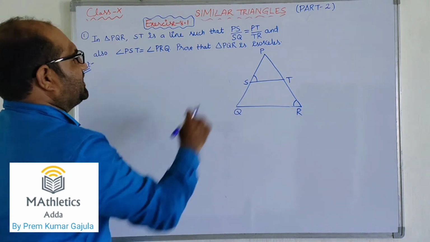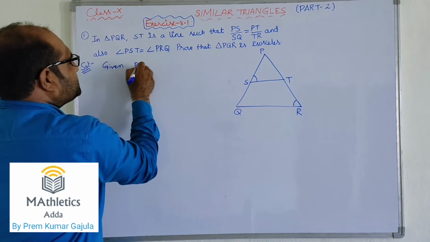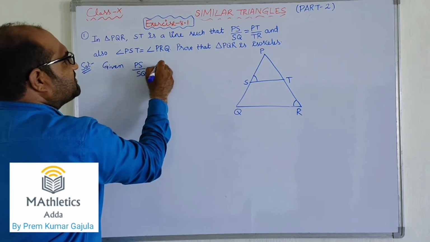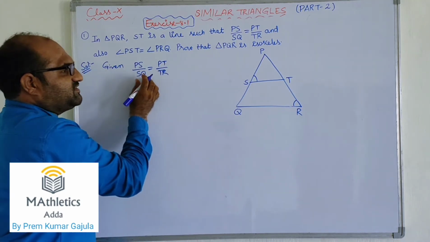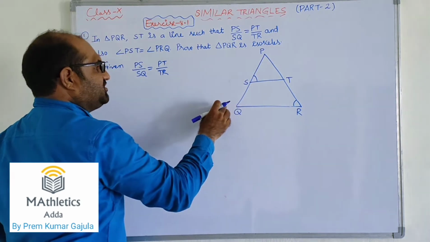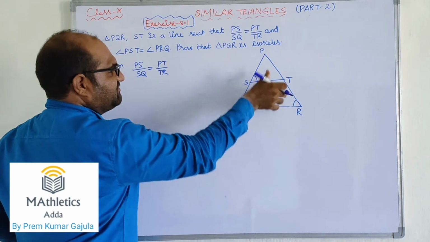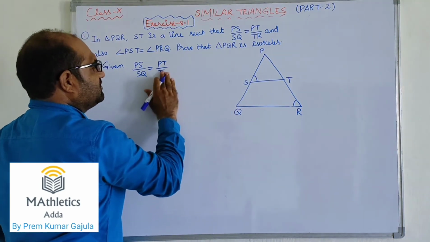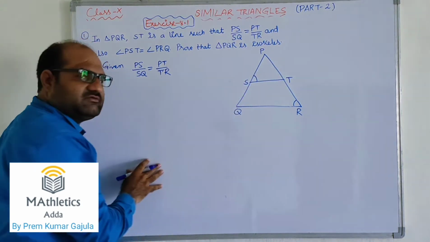Okay, so now what is given? Given that PS by SQ is equal to PT by TR. PS by SQ is nothing but the ratio in which ST divides PQ, and PT by TR is nothing but the ratio in which the same ST divides PR. So that means ST is dividing this side and this side in equal ratios.